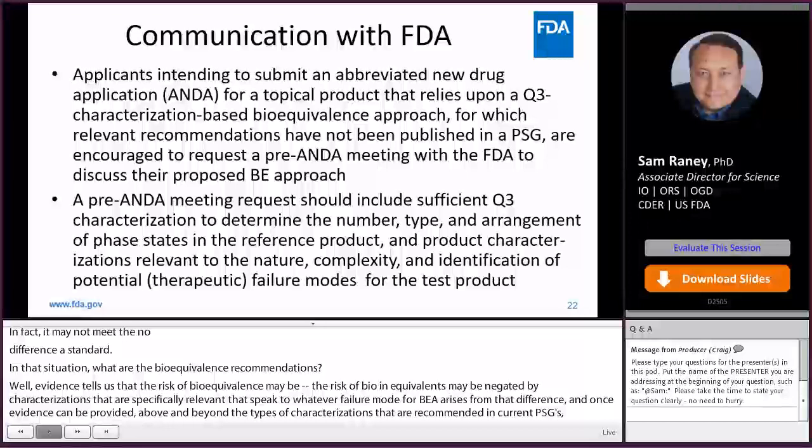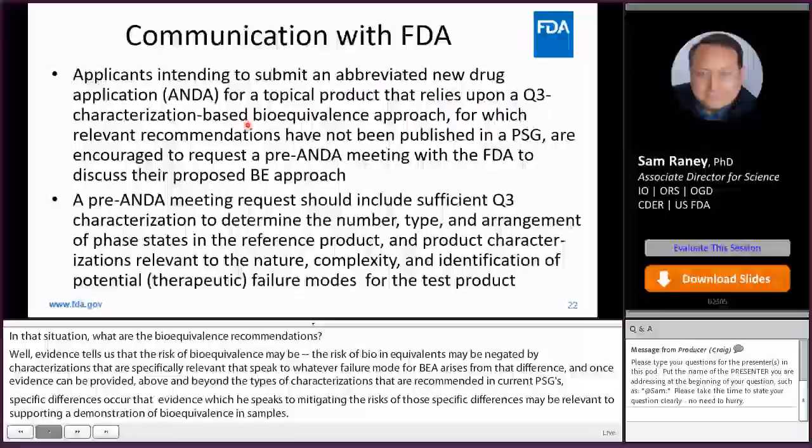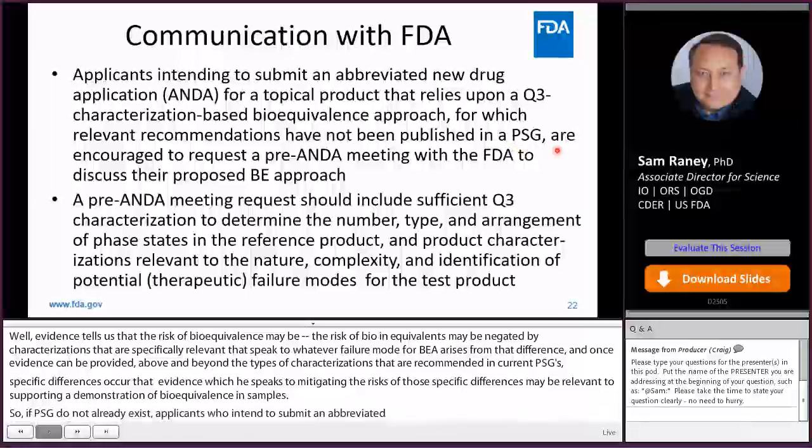So, if PSGs don't already exist, applicants who intend to submit an abbreviated new drug application for a topical product that relies upon a Q3 characterization-based bioequivalence approach, for which relevant recommendations have not been published in a PSG, are encouraged to request a pre-ANDA meeting with the FDA to discuss their proposed approach.